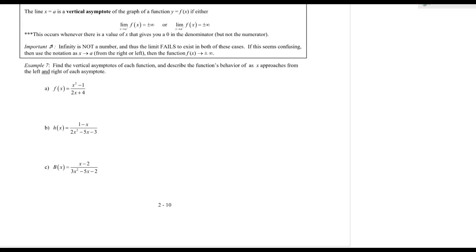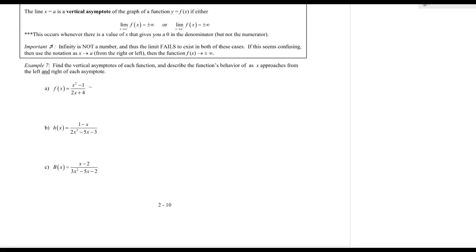if this seems confusing, then use the notation as x approaches a from the right and the left, as f of x approaches negative and positive infinity. Alright, so find the vertical asymptotes of each function and describe the function's behavior as x approaches from the left and the right of each asymptote.